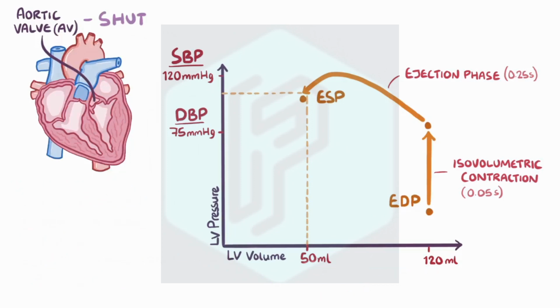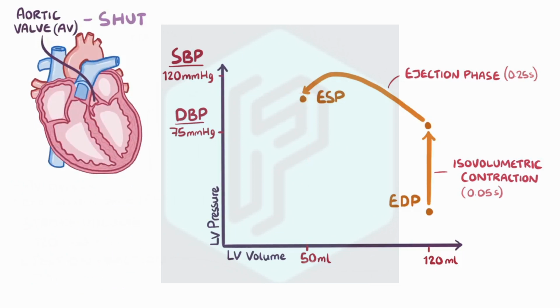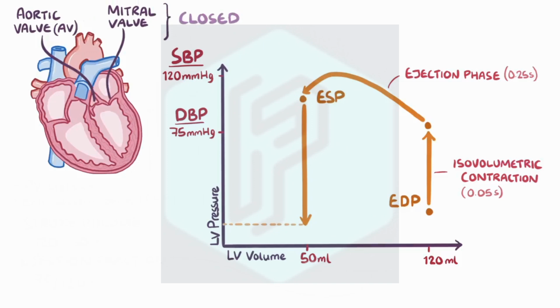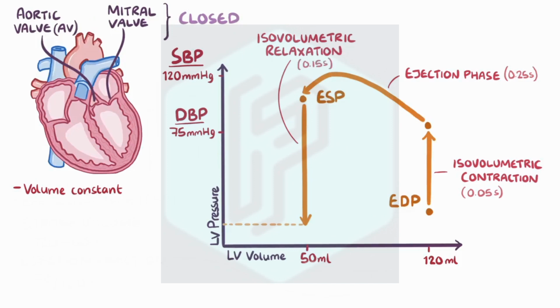Once the aortic valve has closed, the ventricular muscle starts relaxing, so pressure within the ventricle falls. However, all valves are closed, so the volume remains consistent. This is the isovolumetric relaxation phase, and it lasts for about 0.15 seconds. Eventually, the pressure drops below the left atrial pressure, and that allows the mitral valve to open.